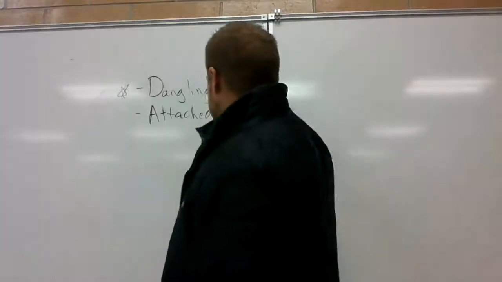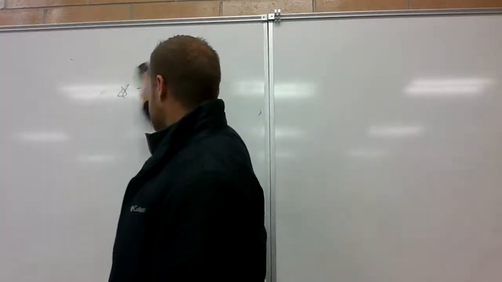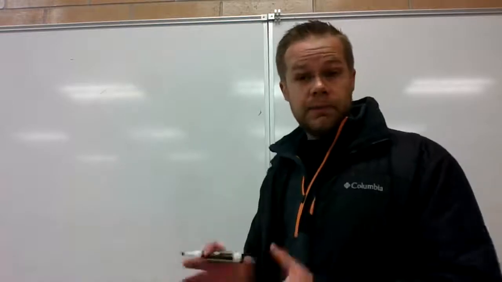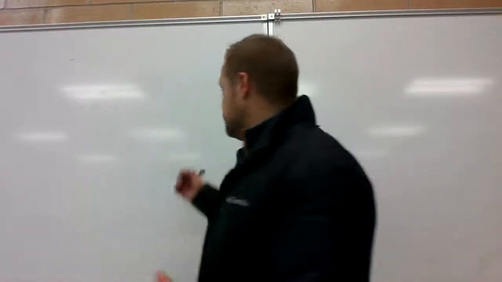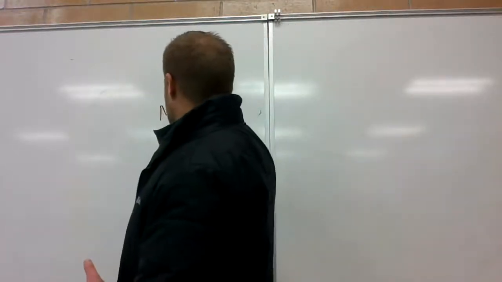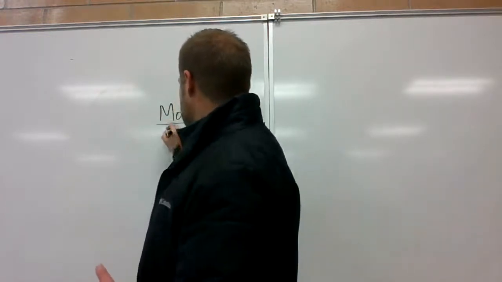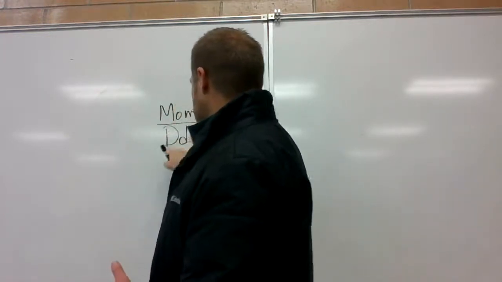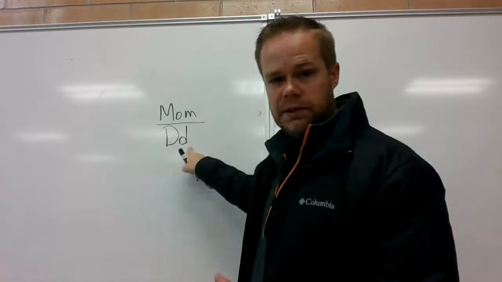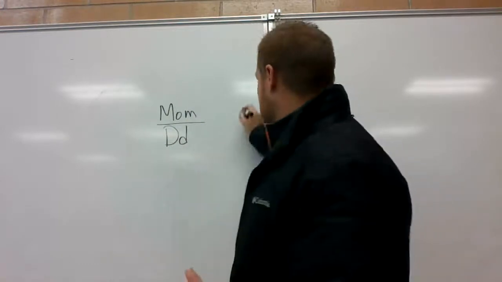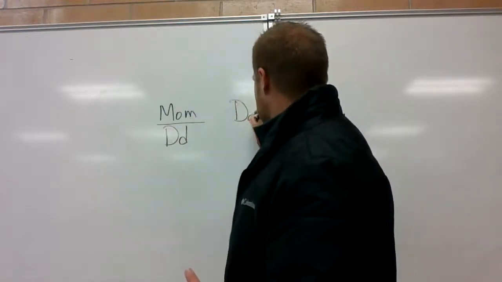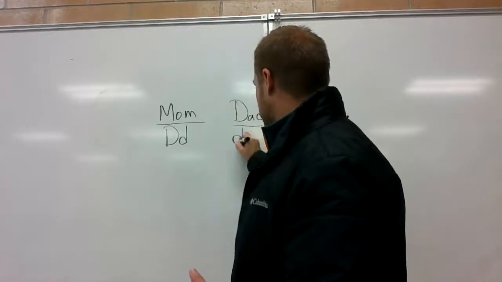Now, the thing that I'll talk about later on, we talked about this in class on Tuesday and Wednesday, I guess, is that now we can predict what parents will pass to their kids. So let's say that mom has dangling ears. The dominant overrides the recessive. She has dangling ears. And dad has what kind of ears?